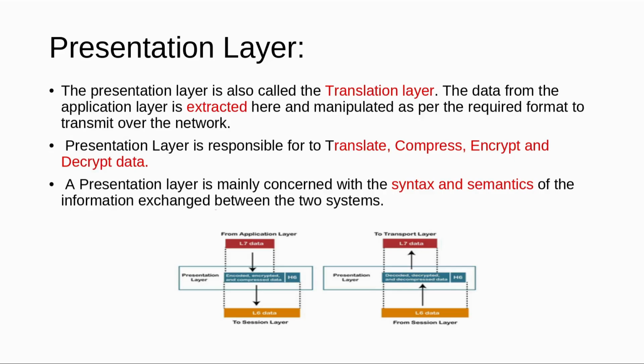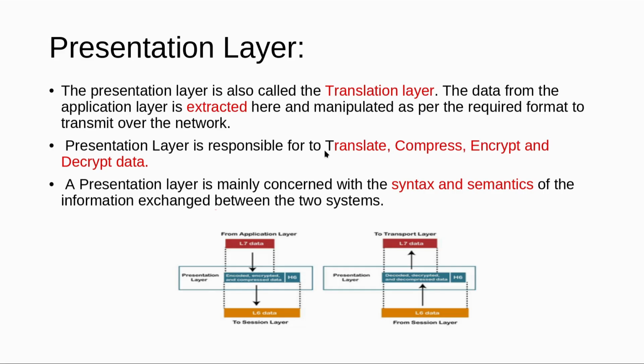Next is the presentation layer. The presentation layer is also known as the translation layer. The data from the application layer is extracted and manipulated as per the required format for transmission over the network. As you can see, from the application layer to the presentation layer, there is compression, translation and everything is done in the presentation layer, and it's sent to the session layer, and from the session layer the same thing goes back through the presentation layer and moves to the application layer.